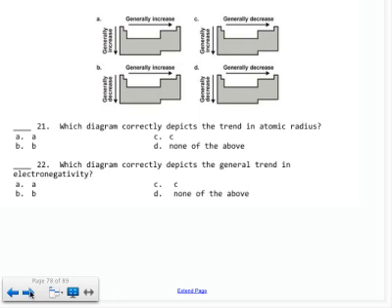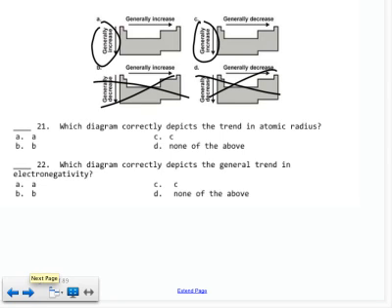Okay, two questions referring to the same diagram. Which diagram above correctly depicts the trend in atomic radius? Well, atomic radius generally increases from top to bottom, so it would be one of those, not that, not that. So it's either A or C, and we say that atomic radius generally decreases from left to right. So the correct answer there is C.